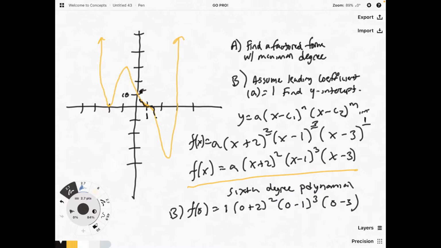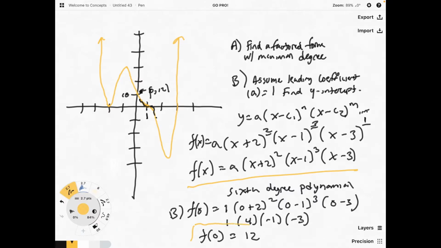We simplify this. We're going to get 1 multiplied by 4, and negative 1 multiplied by itself 3 times is negative 1, and then we get negative 3. When we further simplify, we get f of 0 equals 1 times 4 is 4, times negative 1 is negative 4, times negative 3, which is 12. We know that this point here, where it intercepts, is (0, 12). And this is our answer for part B.